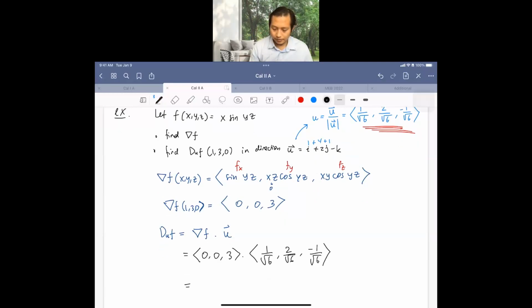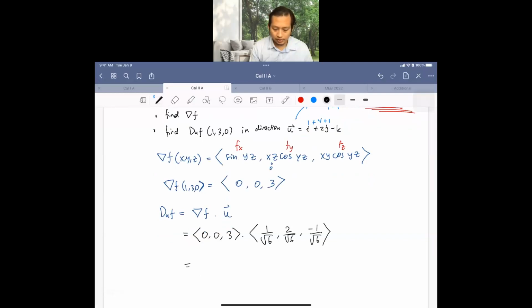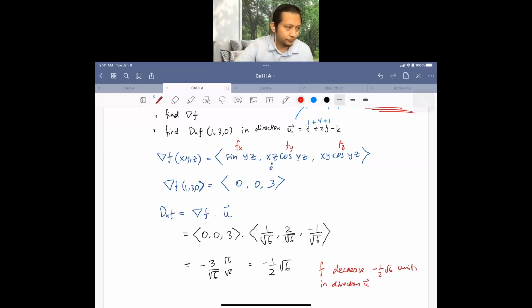So we are going to have 0, 0, minus 3 over square root of 6, or we can write it as minus one half square root of 6. So f decreases by one half square root of 6 units in the direction of vector u. Whenever it goes in the direction of vector u, the function will decrease by this number of units.